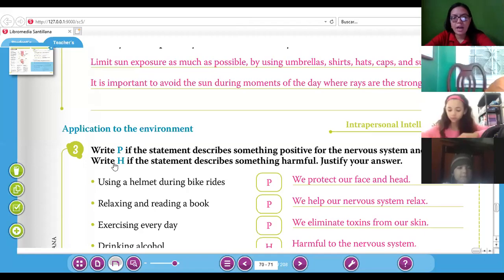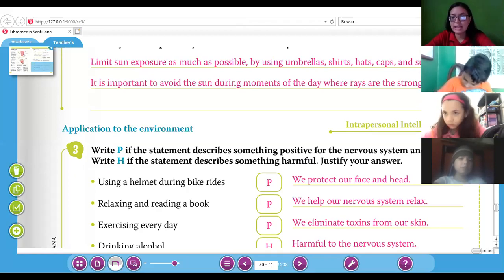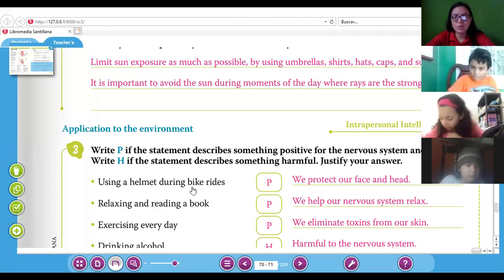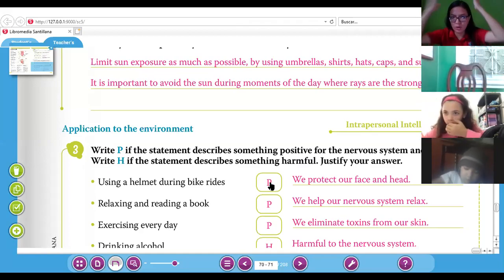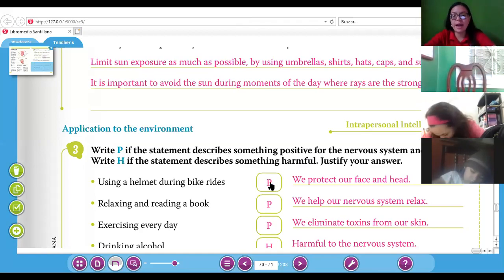In the last minutes that we have, the activity number 3. Write P if the statement describes something positive to the nervous system and its senses. Write H if the statement describes something harmful, something that damages your body. Justify your answer. So you say using a helmet during bike rides is P, is positive, because we protect our face and head.